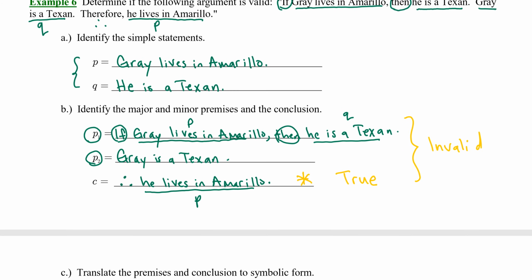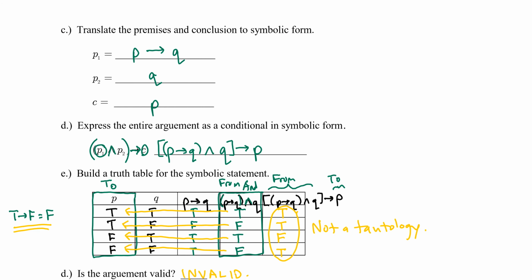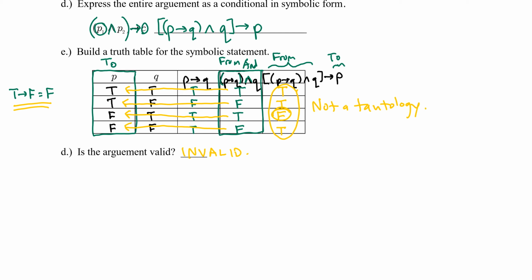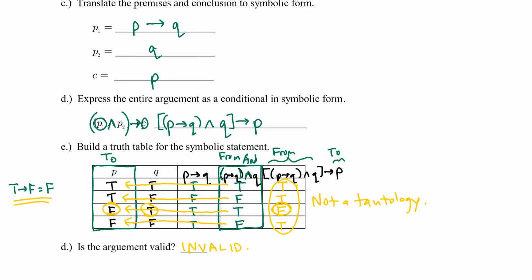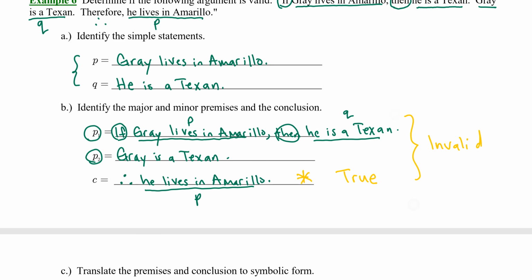Think about where it might break down. Let's look at the case where it was false. It's going to be false when P is false and Q is true. So if P is false, Gray does not live in Amarillo, but he is a Texan. So if we inserted another name in there, a person may not live in Amarillo but still be a Texan, right? So we cannot conclude from the fact that they are a Texan that they automatically live in Amarillo.